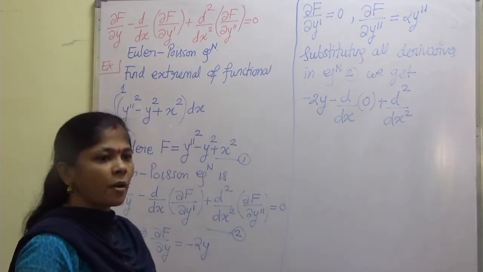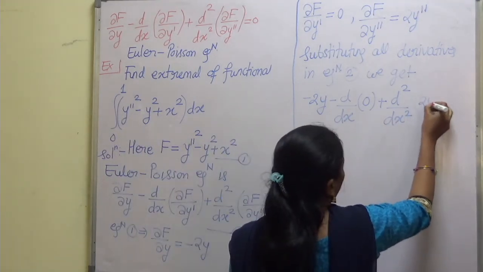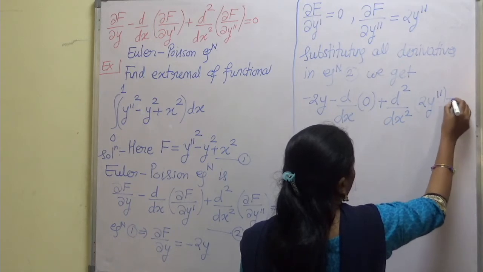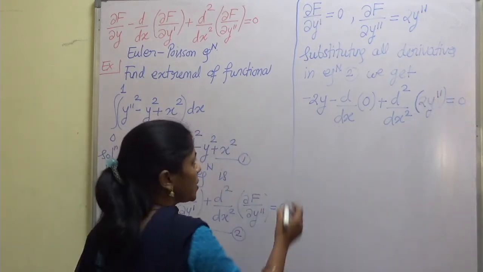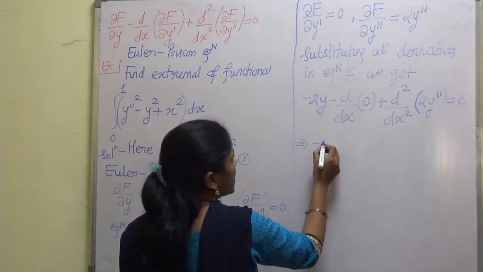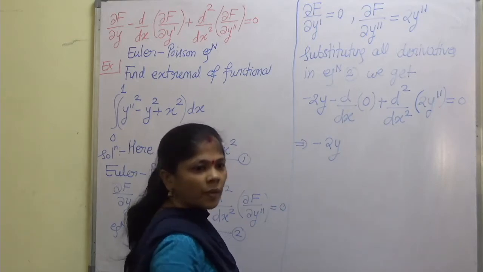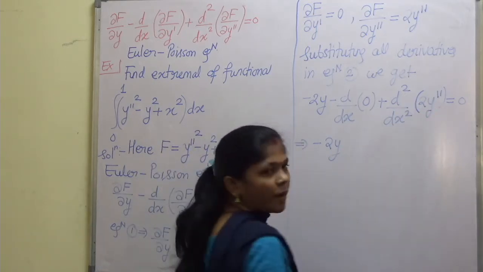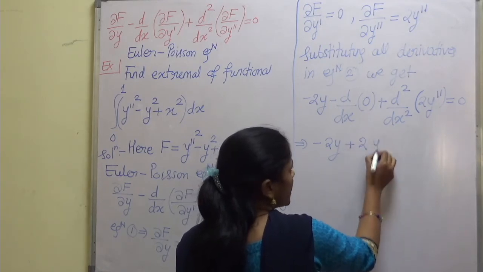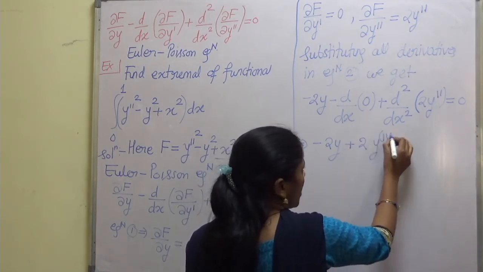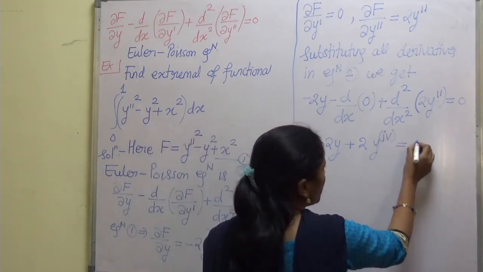d²/dx² of ∂f/∂y'' is 2y'''' equal to 0. Okay, so this implies what we have, minus 2y, this becomes 0. Then what is the second order derivative of y''? That is the fourth order derivative, right? That is differentiating the second order derivative twice. So we have the fourth order derivative equal to 0. Here 2 will get cancelled.